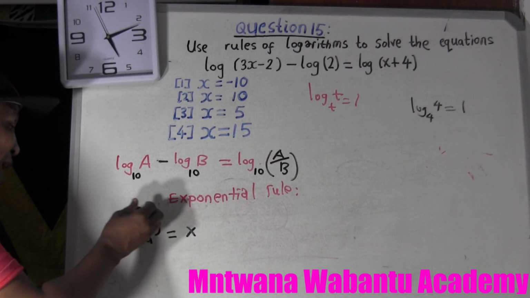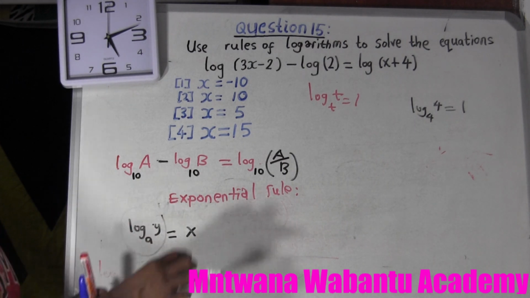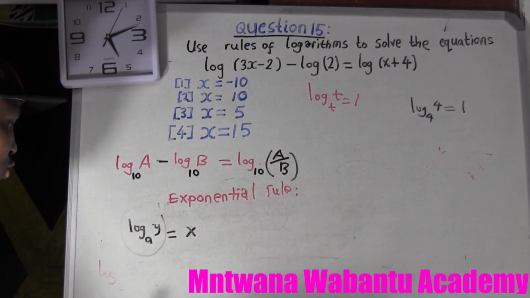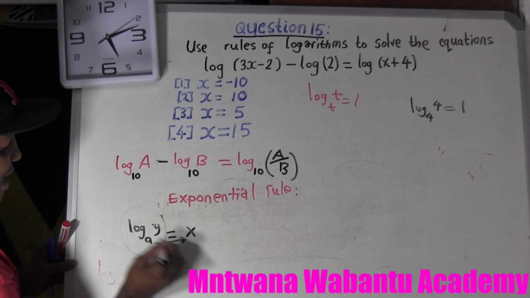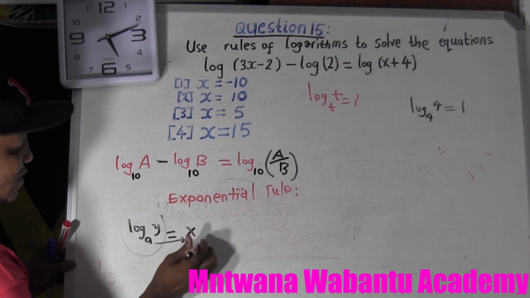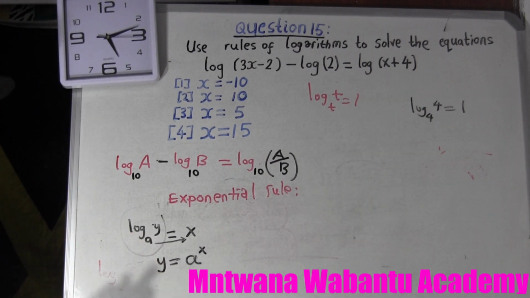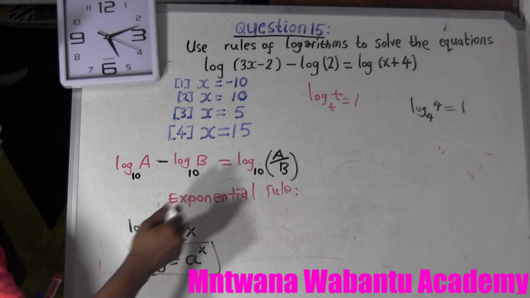If you have only one group and it has a log, just like this format, and here you have a number or anything, then you can apply the exponential rule. How? You push the a over here. If you push it there, it becomes the base a, and this becomes the power. Then you are left only with y, and the log disappears. And you see it became exponential. That's why we call it the exponential rule.